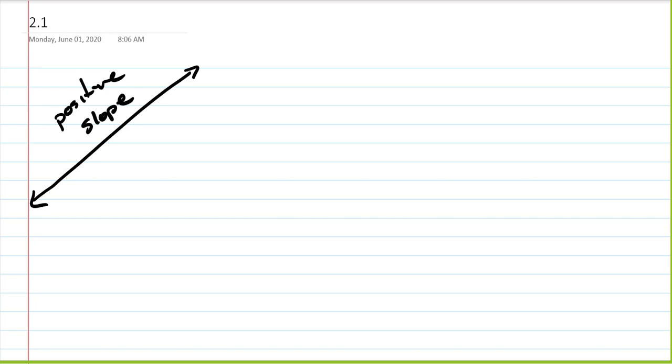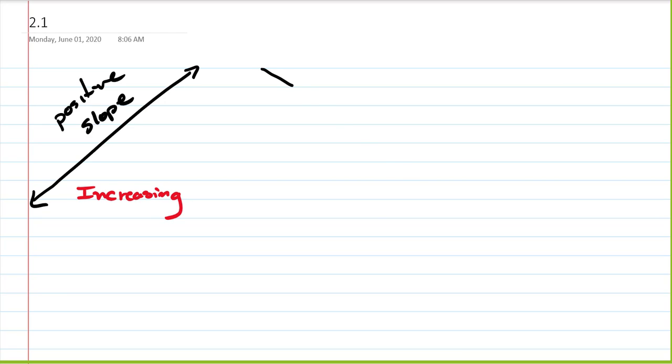All right, so the key idea that we're going to be using in all of these relates back to when we were talking about lines. So if we have a line that goes up as we move from left to right, we would say that it has positive slope. And we're going to refer to this as something is increasing when it has positive slope.